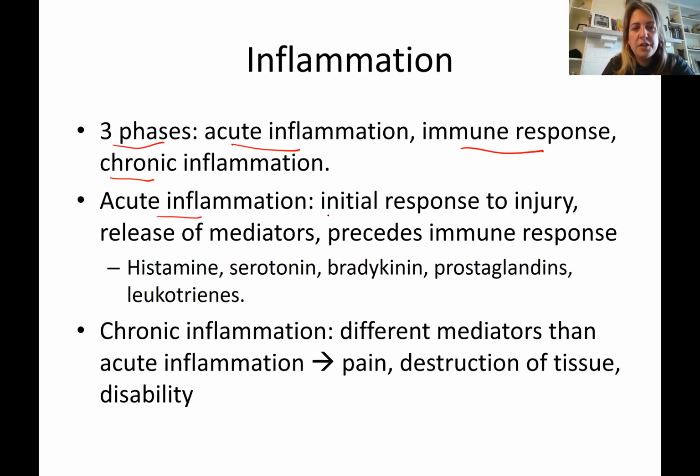The acute inflammation is the initial response to the injury. We're going to have mediators being released, and it is going to precede the immune response. Some of the mediators are histamine, prostaglandins, and a different one, leukotrienes.